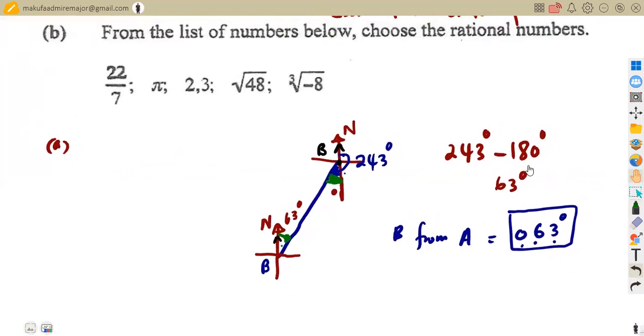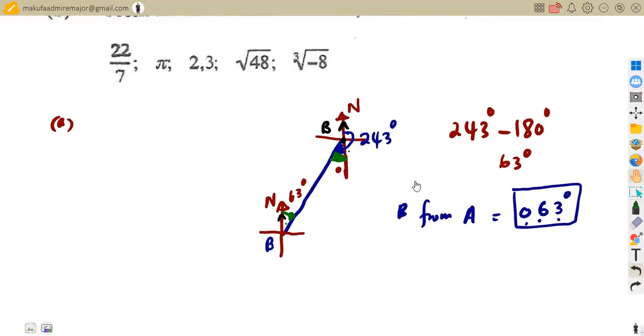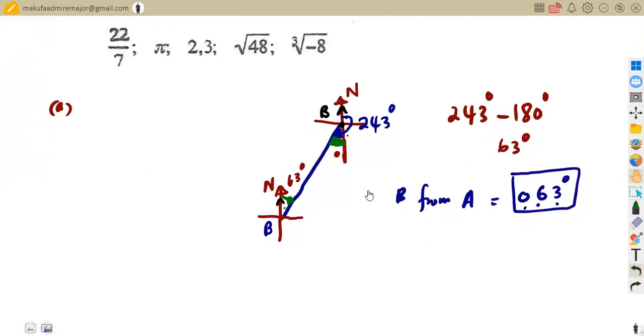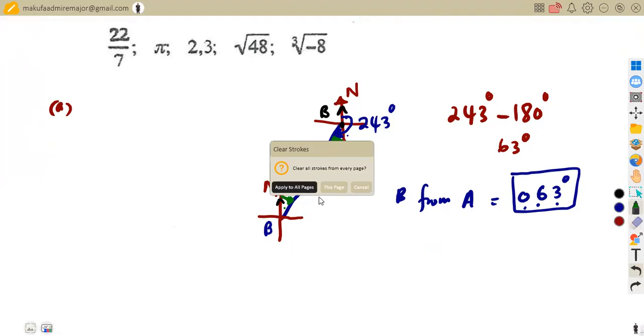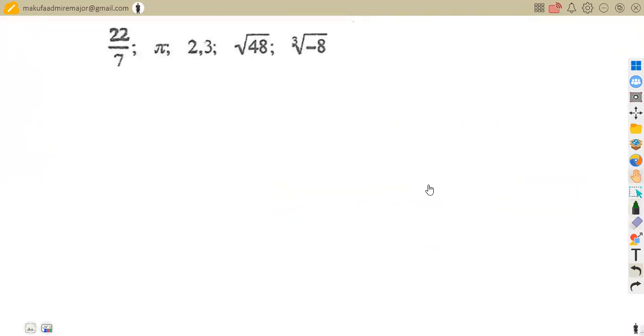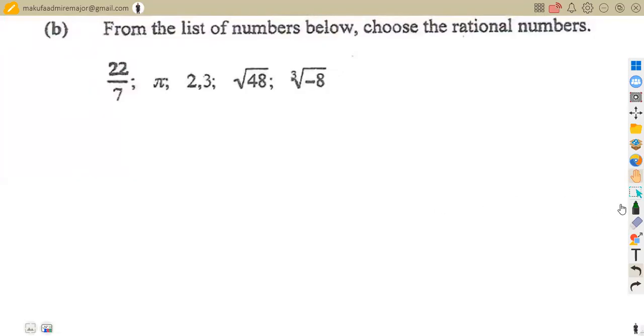The B part: from the list of numbers below, choose the rational numbers. From these numbers, we are asked to choose the rational numbers. I think I have actually referred to another video about rational and irrational numbers. And I listed the number 22/7 wrongly. I want you to understand this part.